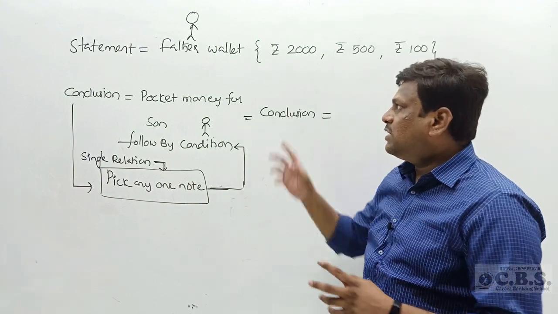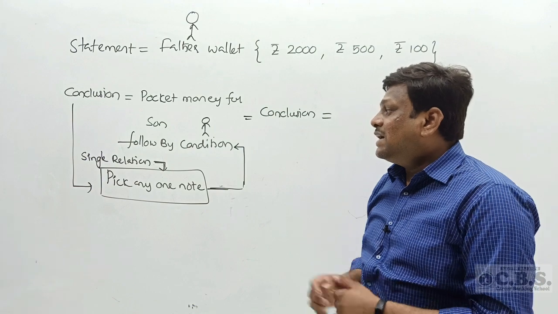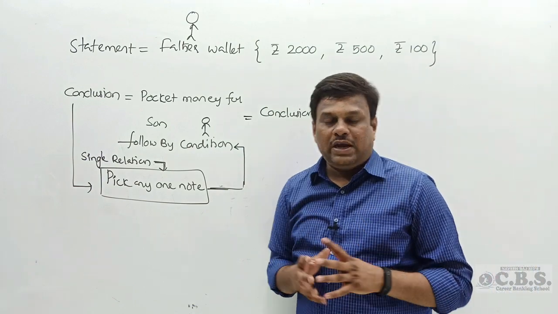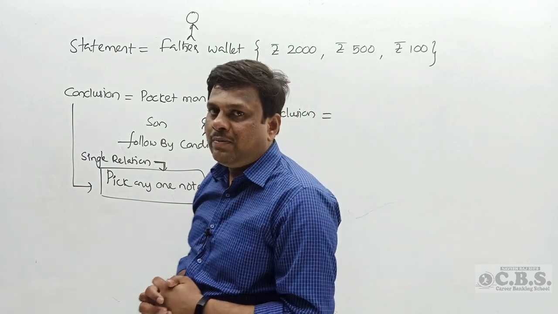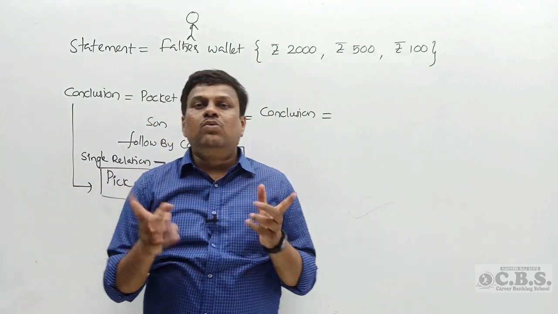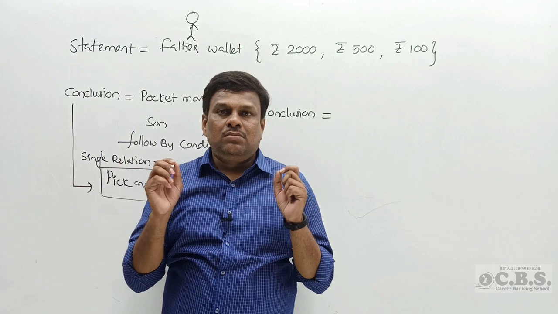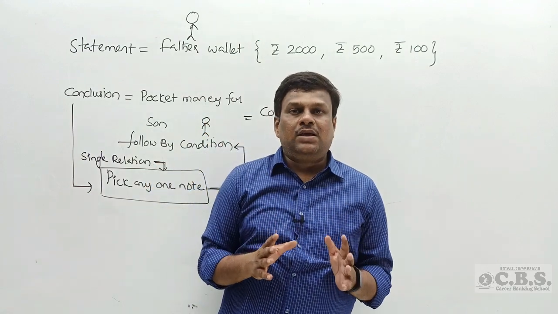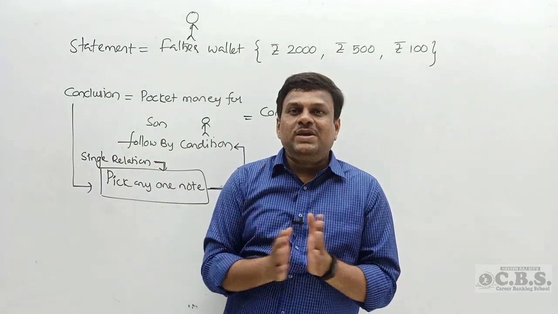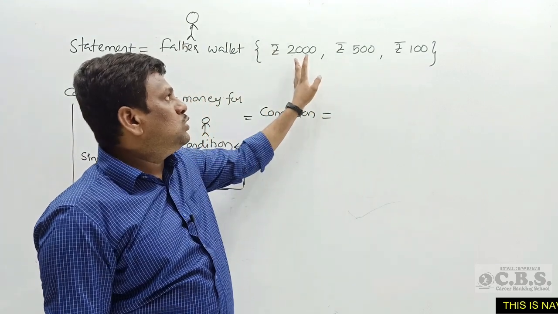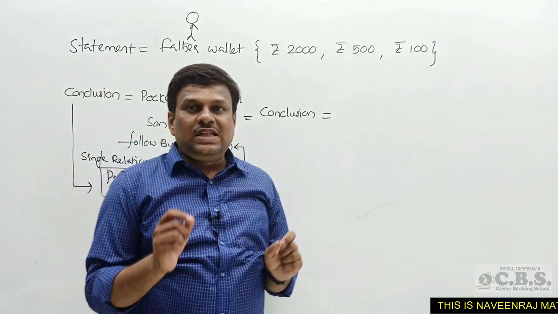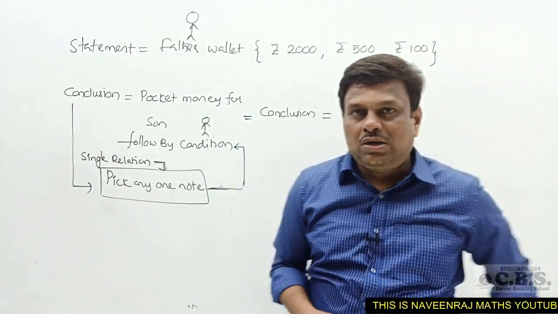What is the condition? The father replied to his son, take any one note from my wallet. Okay, when the son asks for pocket money from his father, the father replied, pick any one note from my wallet. Okay, this is the reply from the father. So now obviously the son is trying to pick which note? He has a chance to get 2000, 500 or 100. Obviously the condition is to pick only one note.